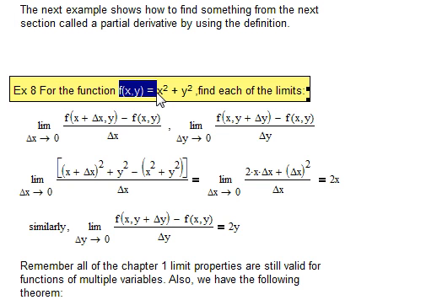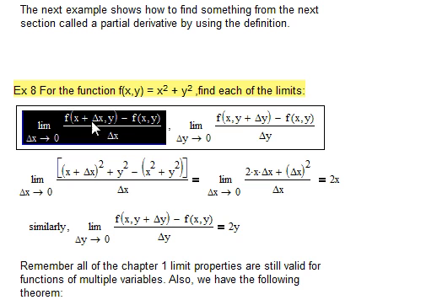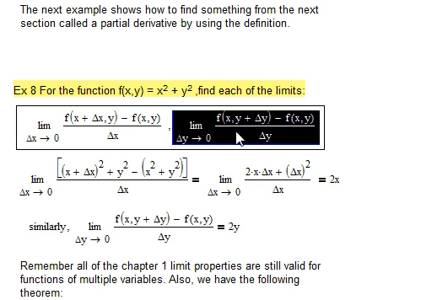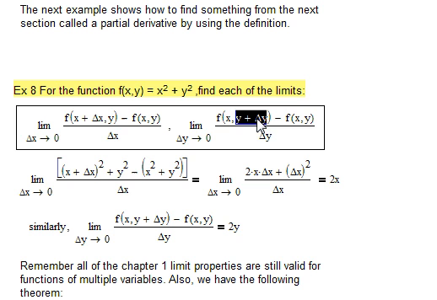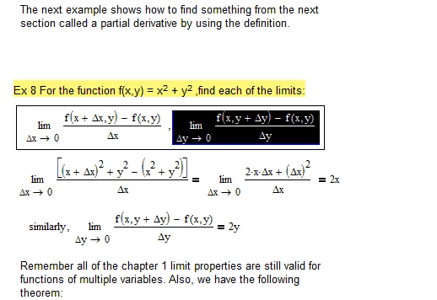For this function, f of x, y equals x squared plus y squared, find each of the limits. Now look at this. Limit as delta x goes to 0 of f of x plus delta x, y minus f of x, y over delta x. Doesn't that look familiar? You take out this y here because it's a function of two variables, and that would be the same as the definition of derivative of f of x. As it turns out, it's the definition of the partial derivative. And same story with this one. f of x, y plus delta y minus f of x, y over delta y as delta y approaches 0. That's called the partial derivative with respect to y.